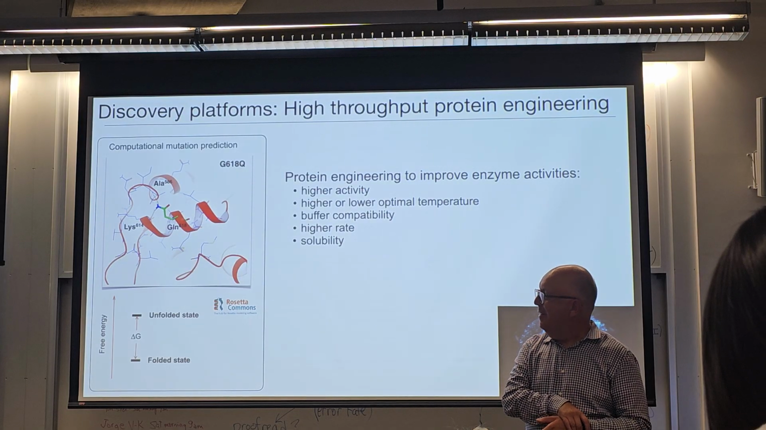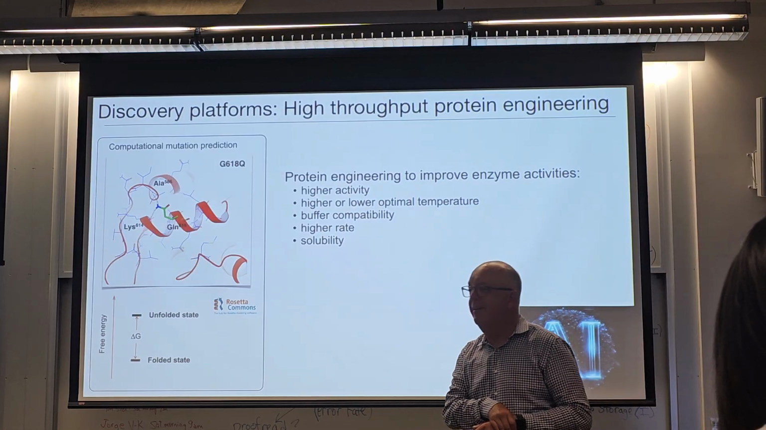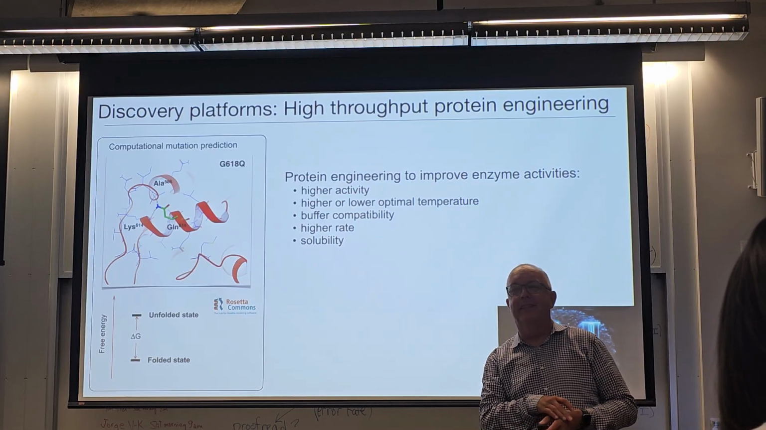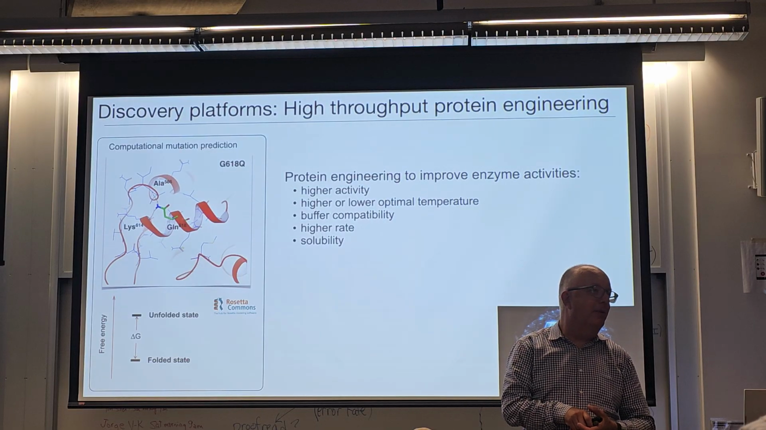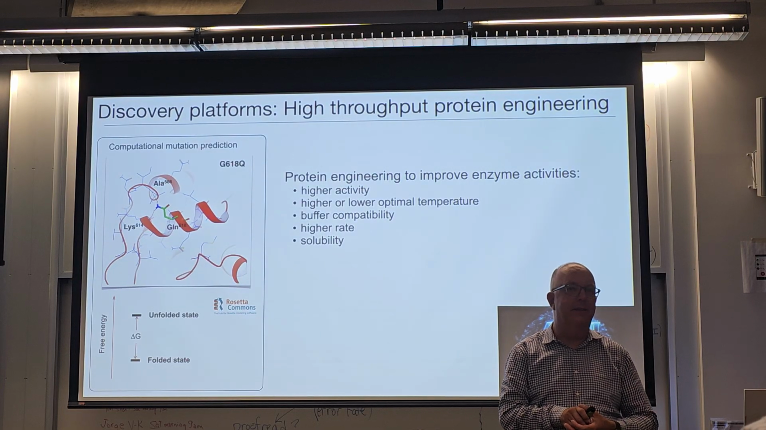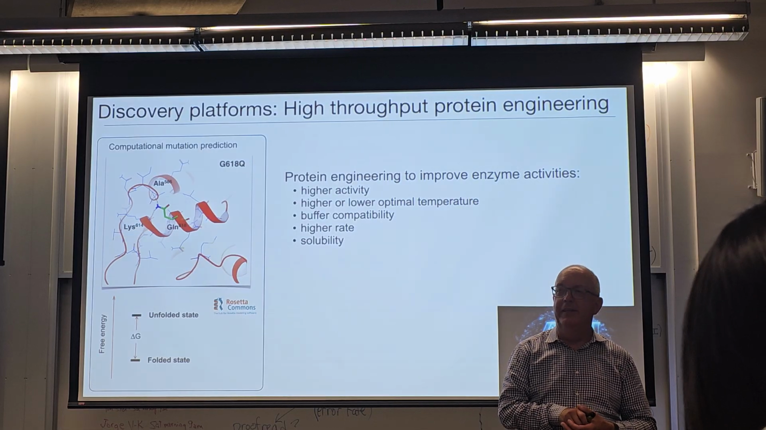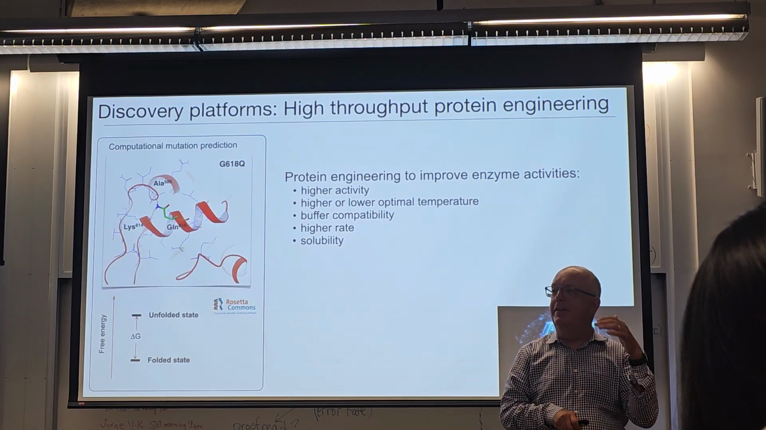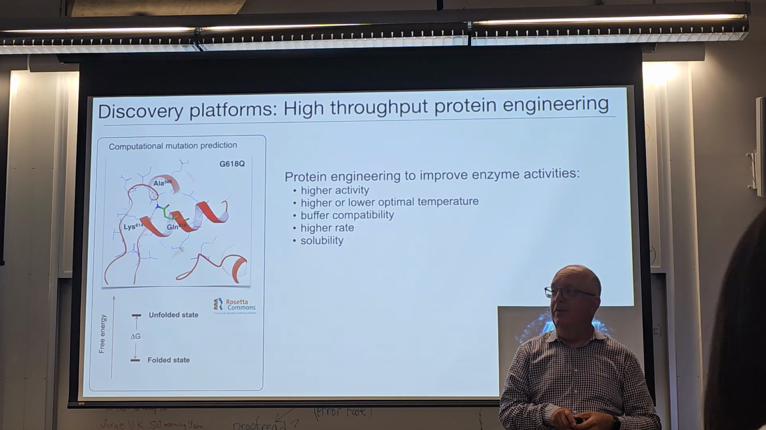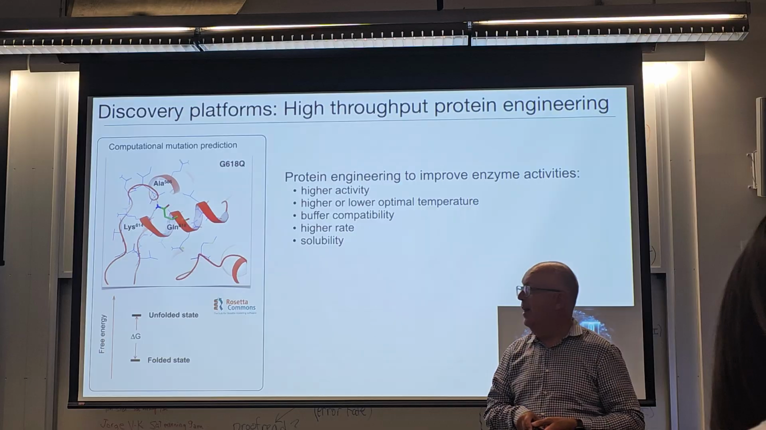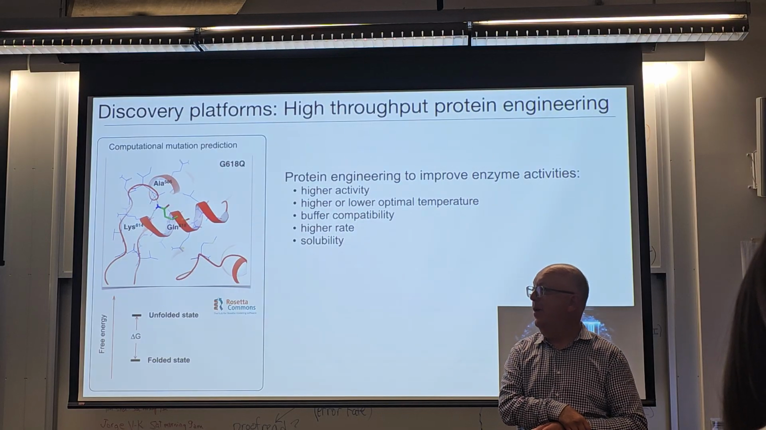The other discovery platform is really high throughput protein engineering. This is where you have an enzyme that you're interested in, but it doesn't quite have the activity that you want. So maybe it's an enzyme that works at 37 degrees, but you actually need it to work at 4 degrees. And so there's a lot of effort going into how do you actually engineer or change the protein to have the characteristics that you want.